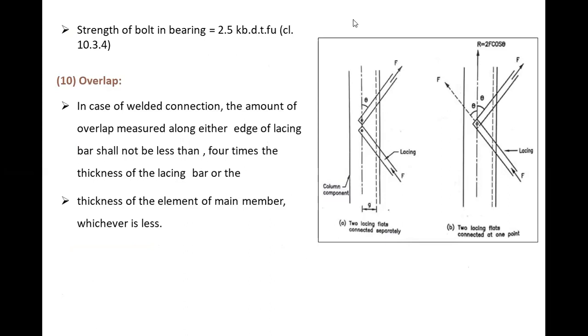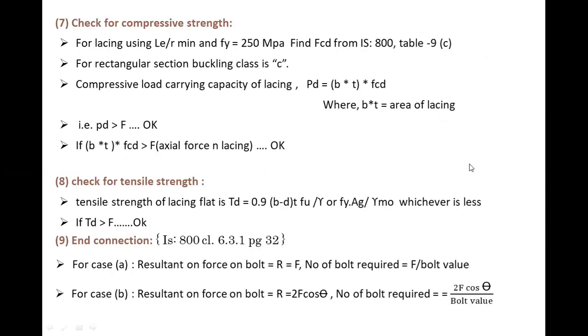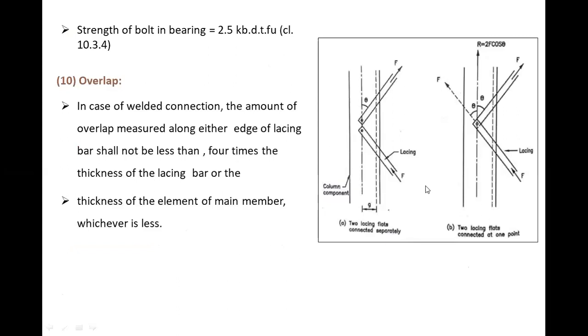Right. So here two different cases are given. First one is two lacing flats connected separately, and the second case is two lacing flats connected at one point. So this end connection for case 1 and case 2 is for that, right? Case 1 is connected separately, and the second case is connected at one point.